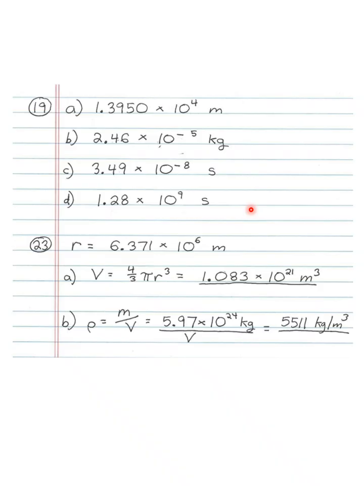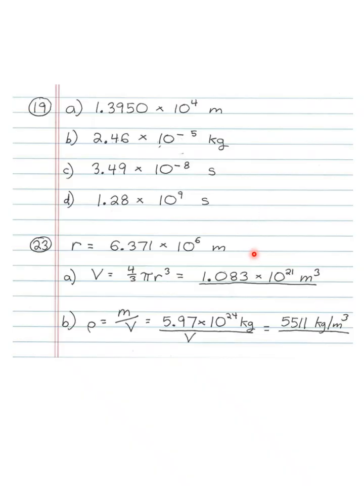Number 23, Earth's mean radius is 6.371 megameters. Assuming a uniform sphere, what is Earth's volume? And using the given mass, compute Earth's average density. And how does that compare with 1,000 kilograms per meter cubed, the density of water?